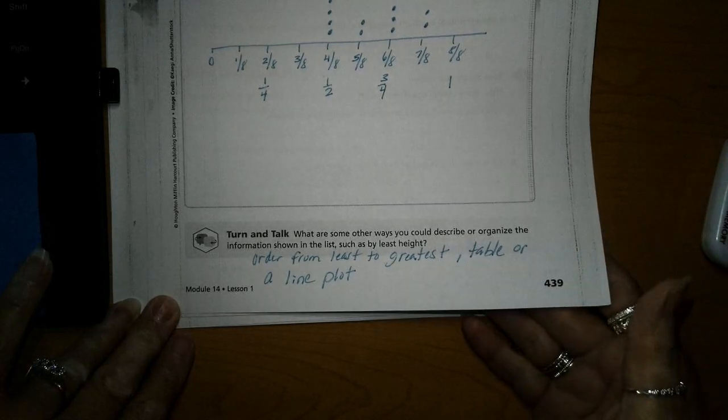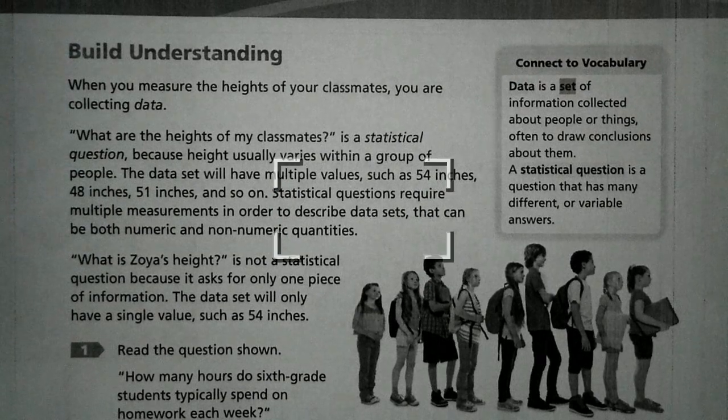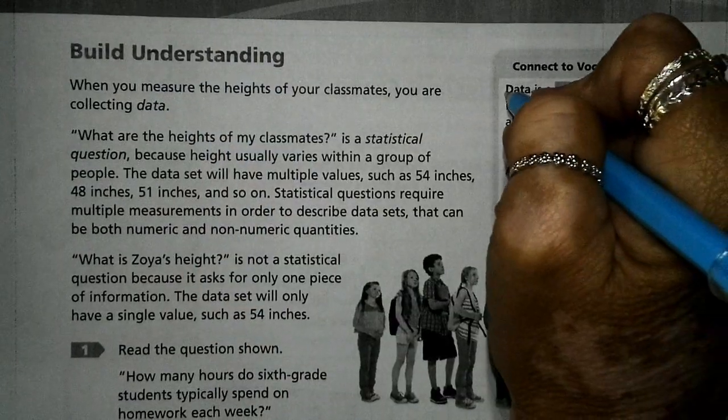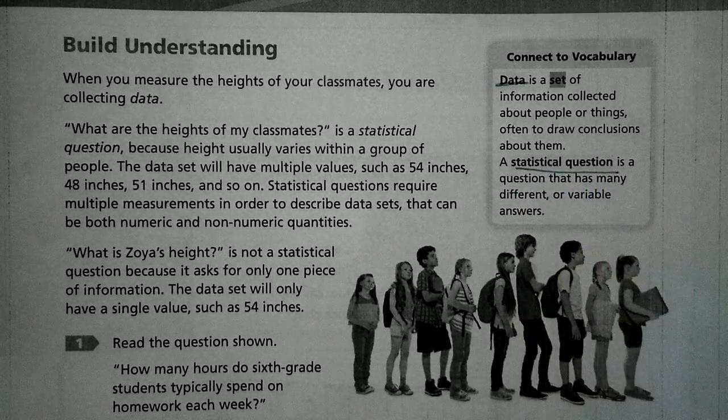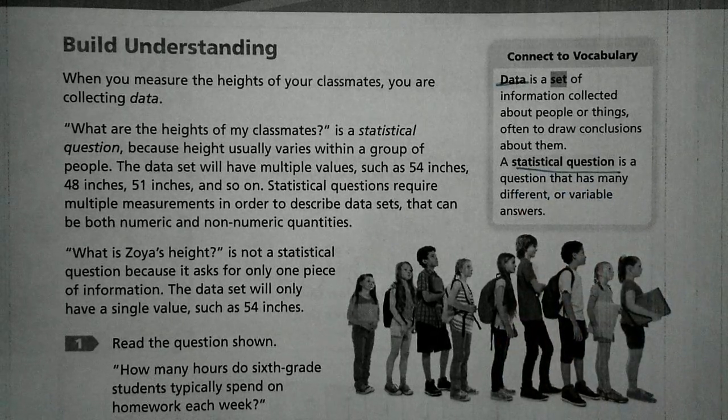All right, are we good? All right, so move into that building understanding. So our vocab words are data and statistical question. Data is a set of information collected about people or things, often to draw conclusions about them. A statistical question is a question that has many different or variable answers.